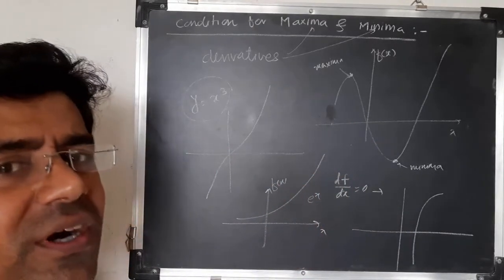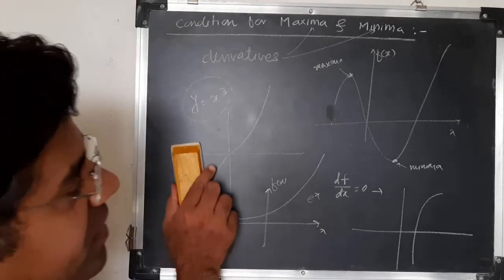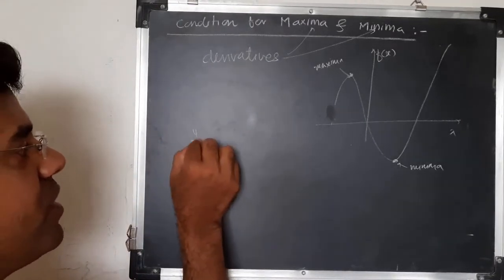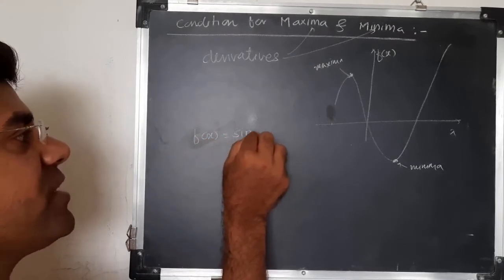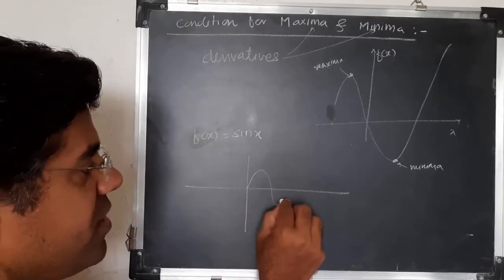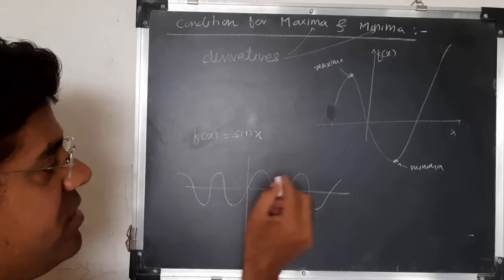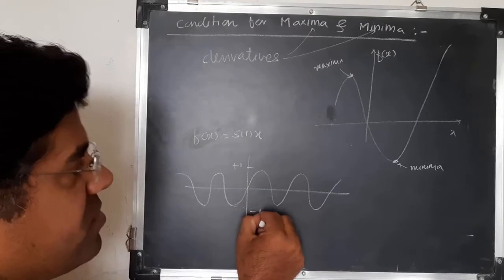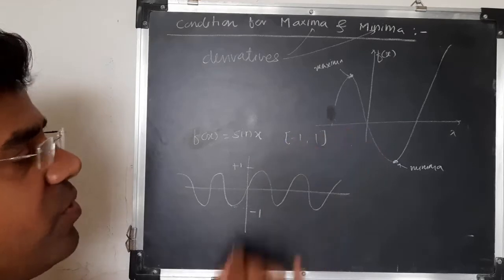Sometimes you have probably heard the words local maxima and local minima. Take the function f of x equal to sine of x. What is the graph of that? As you know, the sin x graph lies between this one: here is plus 1, here is minus 1. So it always lies between minus 1 and 1.